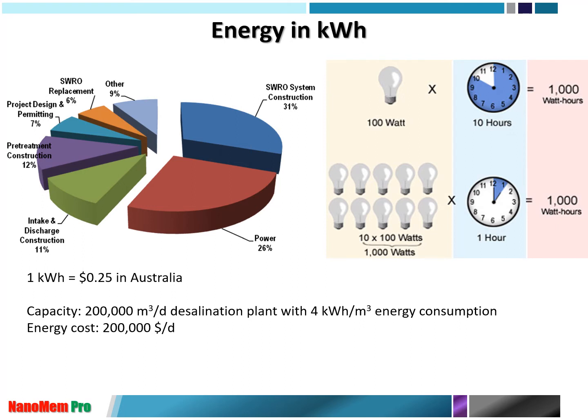So when you look at a more detailed cost comparison, in Australia we have $0.25 per 1 kilowatt hour. So for a 200,000 cubic meter per day desalination plant with 4 kilowatt hour per cubic meter energy consumption, the energy cost is almost more than $200,000 every day. Therefore, when you consider 1 year, think about your operating cost: multi-million dollars are required to produce the desalinated water.